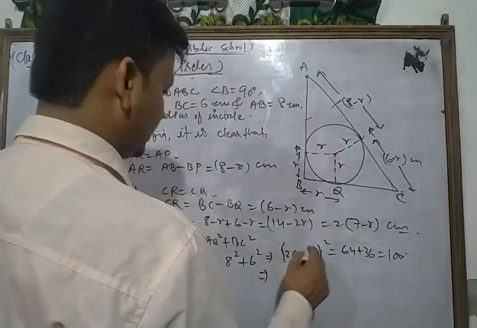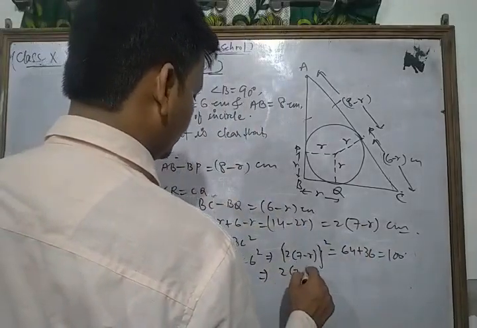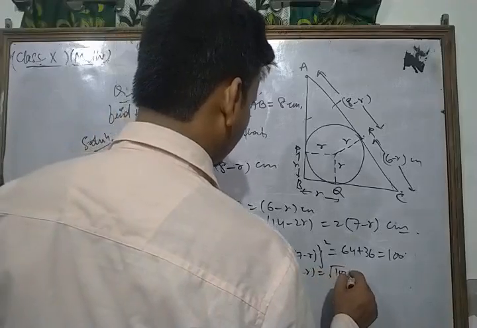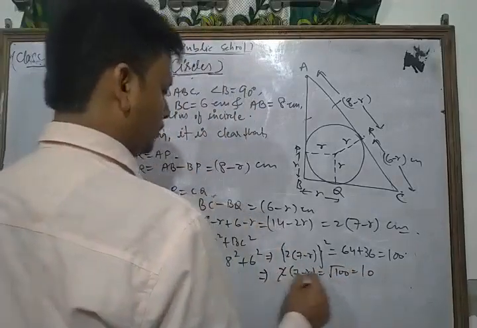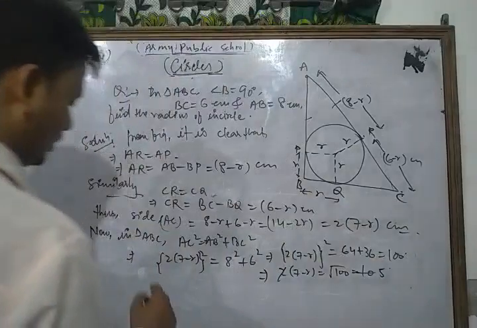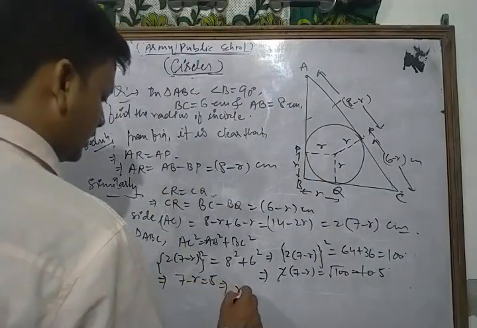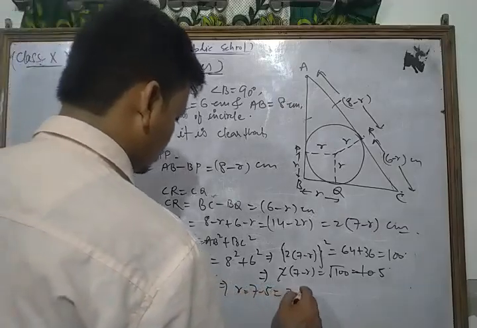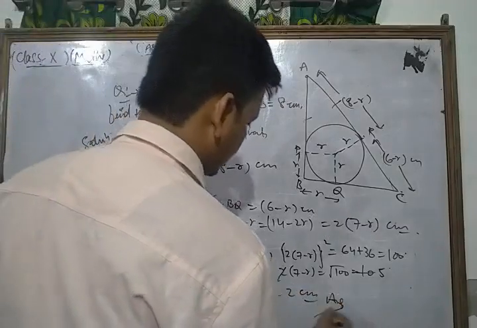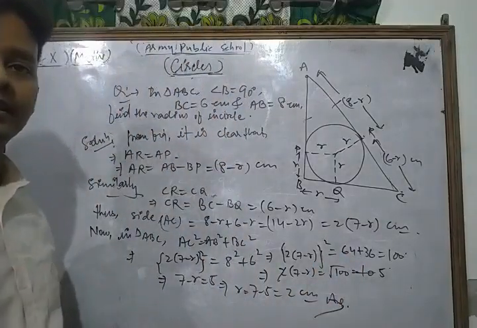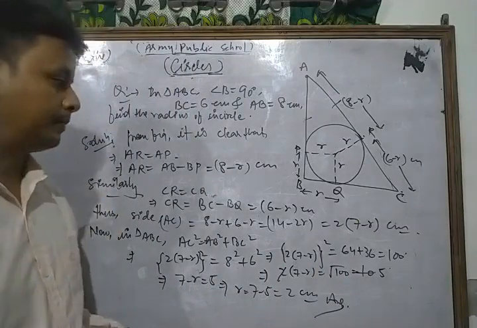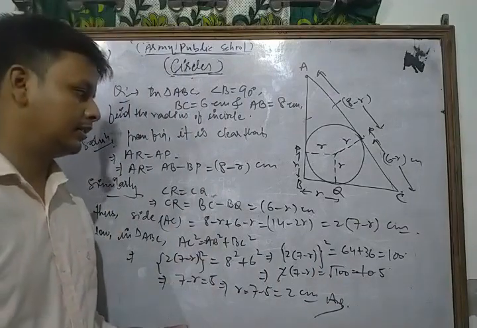So if we take the square root, we can write 2 into 7 minus R is equal to root 100, which is 10. So 2 fives are 10, and in this way 7 minus R is equal to 5. So R is equal to 7 minus 5, that is 2 centimeter. This is the radius of the incircle of the question.